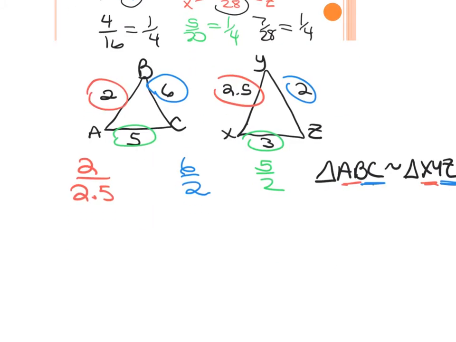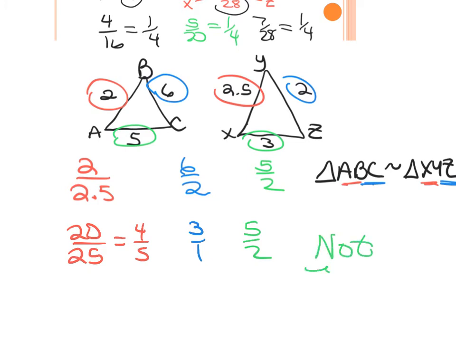So now for the red one, I could multiply them both by 10 and make this 20 over 25, and then divide both of these by 5 and make this 4 to 5. This one, the blue one, simplifies to 3 to 1. So I really don't need to go any further. Well, this one's already simplified. Notice I did not get the same ratios, so these are not similar based on this statement. Next.